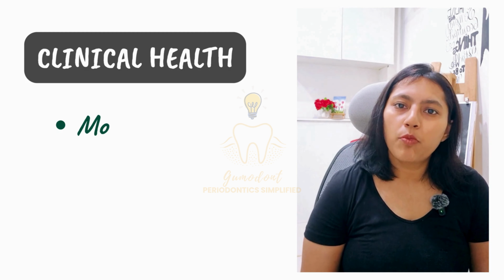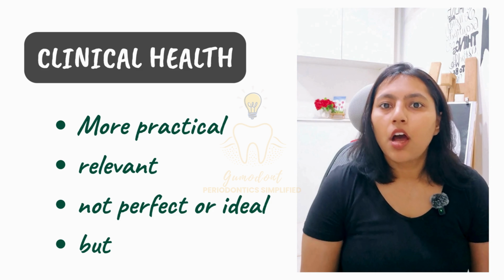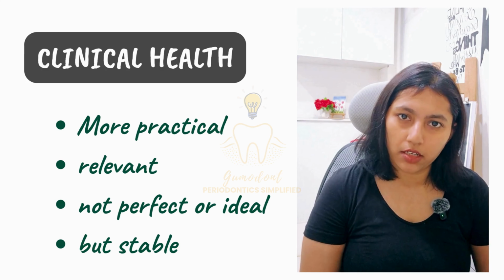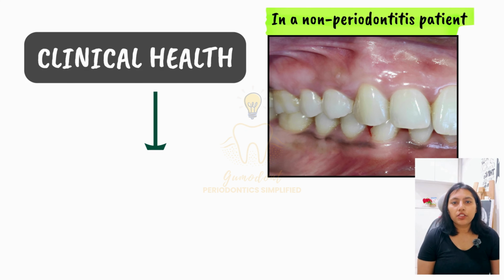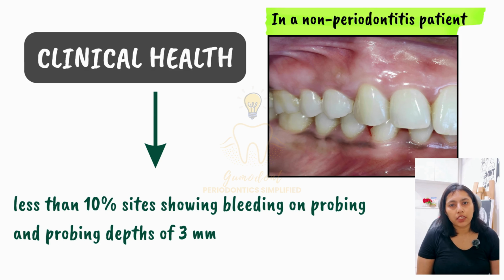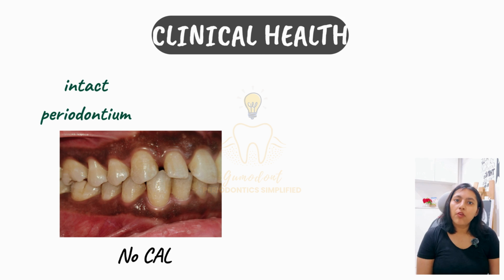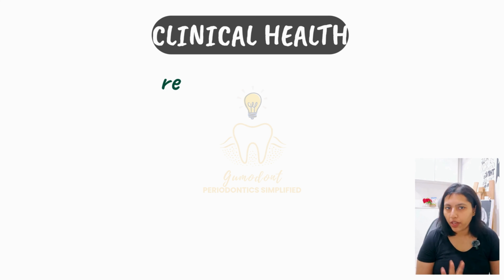Now, clinical health is more practical and more relevant to what we see in patients on a daily basis. A patient can still be considered clinically healthy even if everything is not perfectly intact. According to the definition, in a non-periodontitis patient, clinical gingival health is defined as less than 10% of sites showing bleeding on probing and probing depth of 3 mm or less. Now, this can exist in two situations. One, intact periodontium where there is no attachment loss, and second, reduced periodontium where there is attachment loss. And this is where things become very interesting.